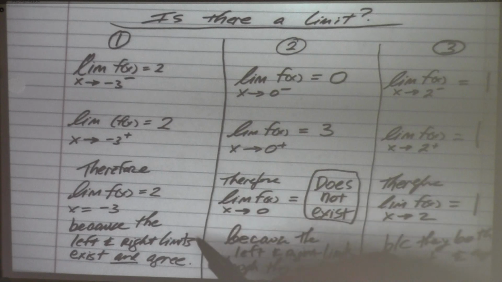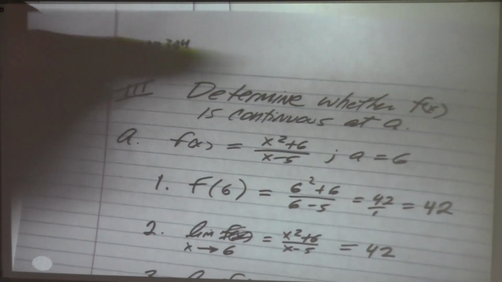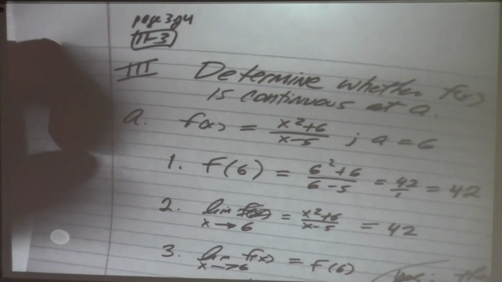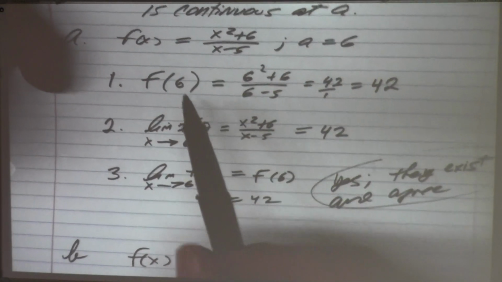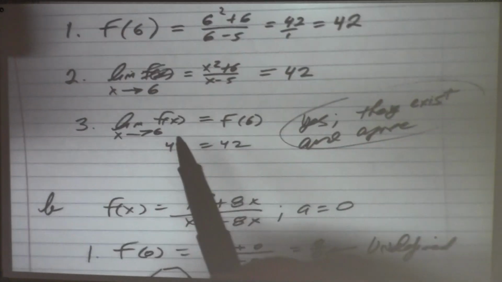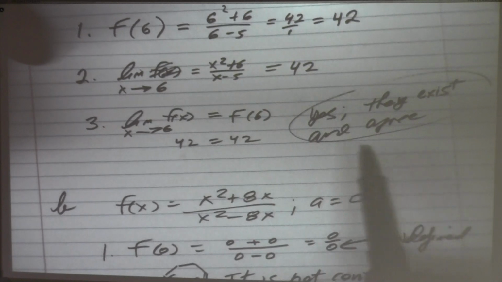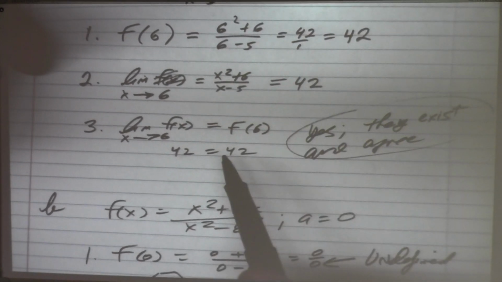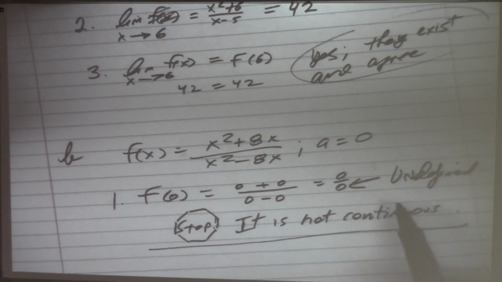Now, we use the same idea of having to exist and agree to determine whether a function is continuous. That last one, they were all discontinuous. That was obvious. But here we can determine by finding the function for a, finding the limit for a, and then seeing if they both exist and agree, and they do. In this case, they didn't, because one of them was undefined.